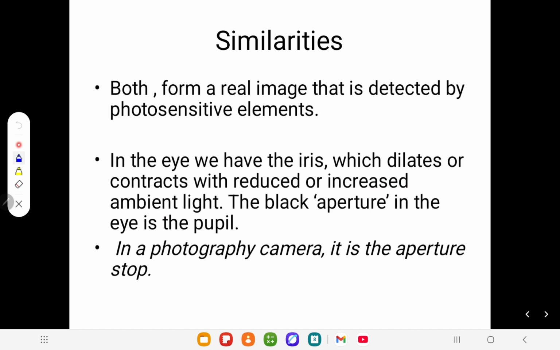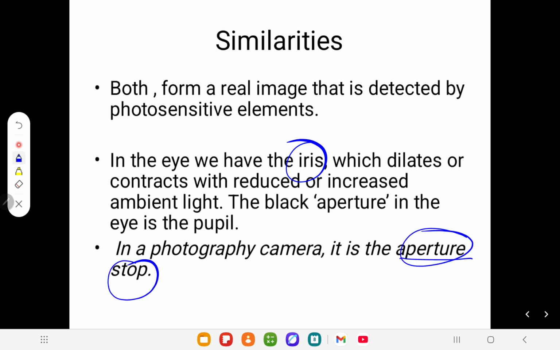Both the camera and the real eye detect which type of image? A real image, because a real image can be projected on a screen. For the eye, the screen is the retina, and for the camera it is photographic film, and now digital boards. And in the eye we have the iris to control the light, isn't it? But in a camera, there is an aperture stop, which is a physically made aperture.